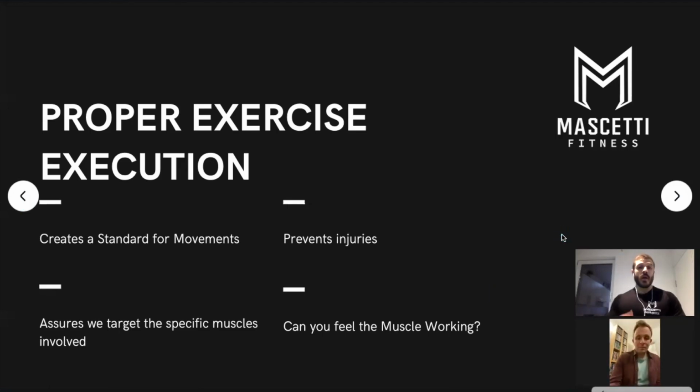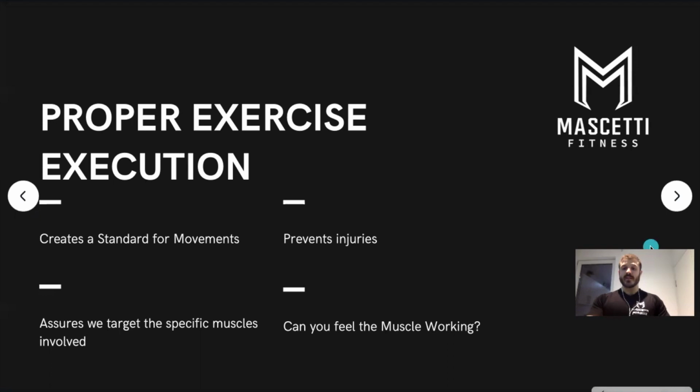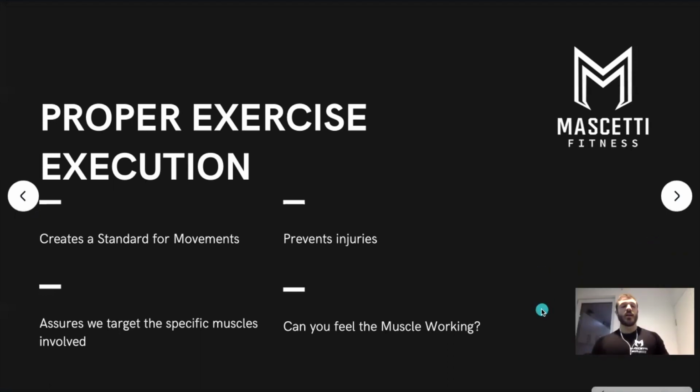And so proper exercise execution is going to assure that we target a specific muscle, all right? So if you're doing a bench press, but you're doing it in a wrong way, perhaps it's not going to target the chest, which is the muscle that you want to target. And the good thing is that a proper exercise execution is also going to prevent injuries, right? Which is also equally important. So again, one of my questions is, can you feel the muscle working? This is my question to you, right? So you're doing a push-up, you want to grow your chest, right? Can you feel the chest working?